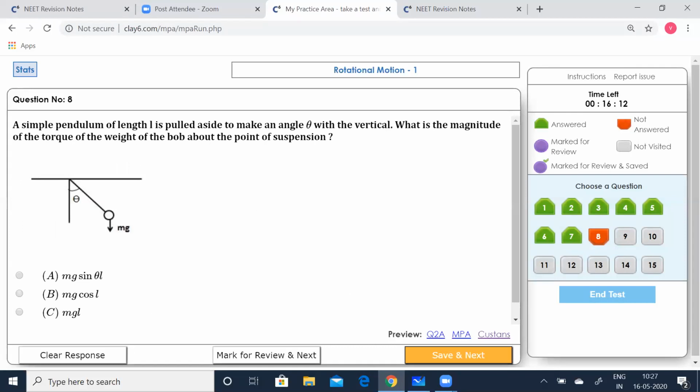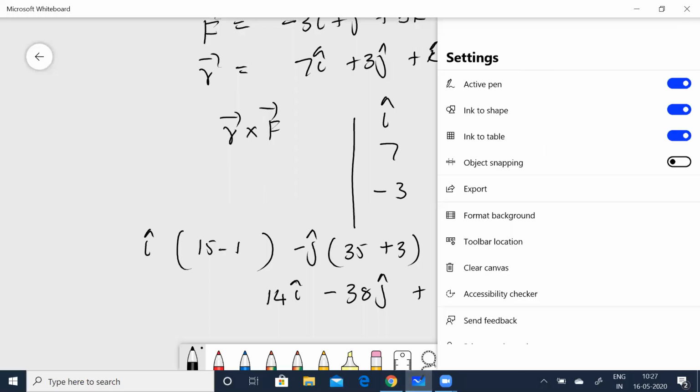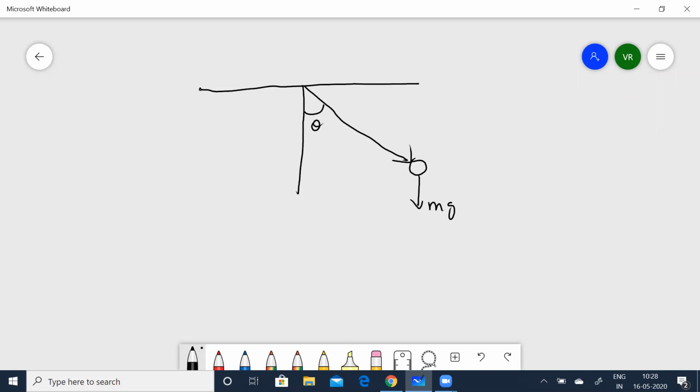A simple pendulum of length L is pulled aside to make an angle theta with the vertical. What is the magnitude of the torque of the weight of the bob about the point of suspension? Yeah, this is going to be pretty easy. All you need is to draw the diagram and see. So it is now going to make an angle of theta here. So let us take the bob to be here. That is going to be mg. The weight is now going to be in this direction, mg.